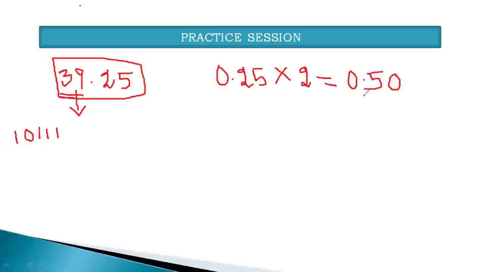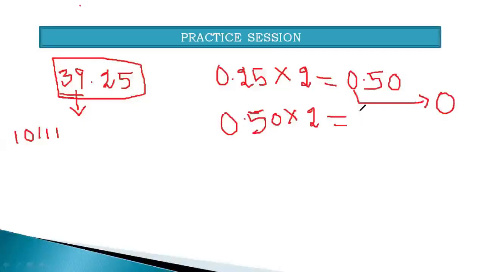The rule is to extract the number written just before the decimal point. So I extract the number written just before the decimal point, and the number is 0. Now the new number is 0.50. Again multiply 0.50 by 2. The new value I get as the result is 1.00.